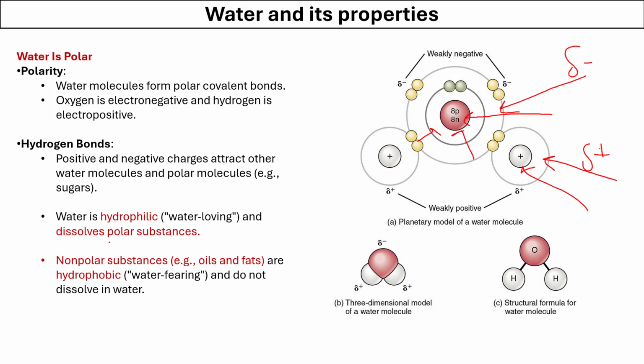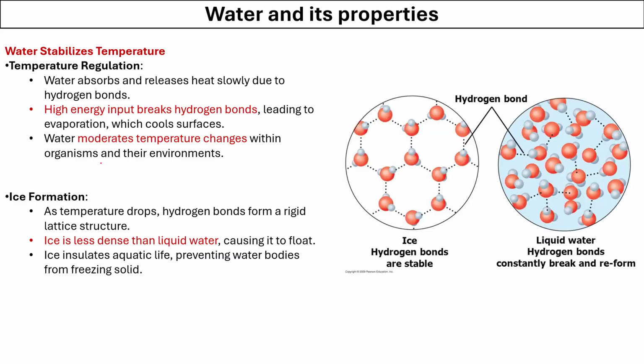There are polar substances, as we talked about before. Polar substances will have a better tendency of dissolving in water. That is why they are called hydrophilic. And non-polar substances have a lesser tendency of dissolving in water. That's why they are called hydrophobic. Example is oils and fats. Water has very interesting properties also because of the hydrogen bond present in it.